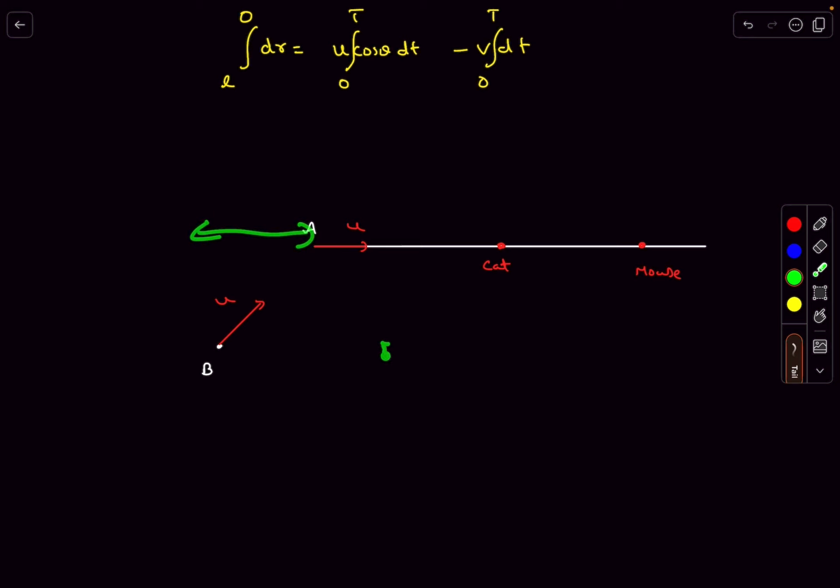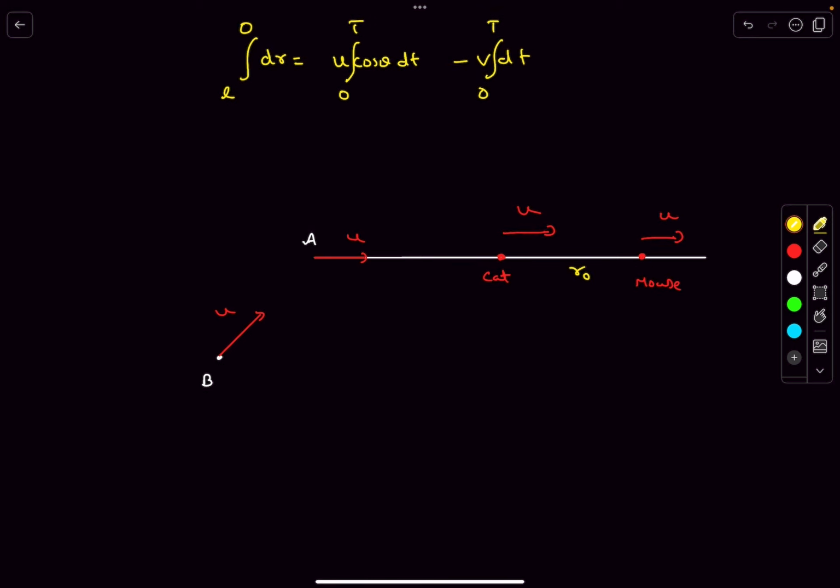It was already in front by some distance. So that distance plus it having a greater speed just means that the mouse will be way ahead of the cat. So finally, the situation would look something like this. The mouse in this case will have a speed of u. The cat will also have a speed of u. And now the separation between the cat and mouse will not change. So finally, let's say the separation between the cat and mouse is r0. So this r0 is going to be the minimum separation.